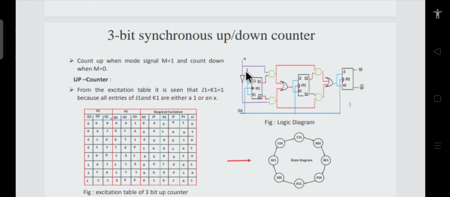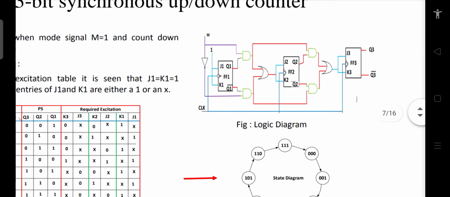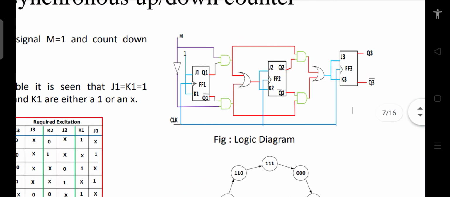So you see J1 and K1. Let me magnify it. Now we can see this circuit clearly. We have to consider this circuit now. We are using three flip-flops. It is a 3-bit counter. So J1 is our FF1. This is our LSB flip-flop, whereas this is our MSB flip-flop.